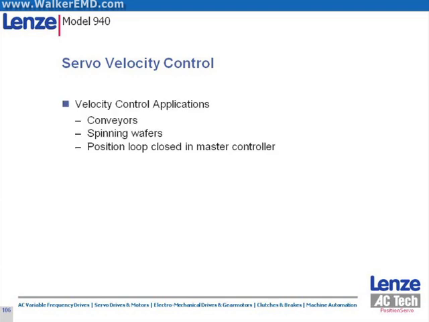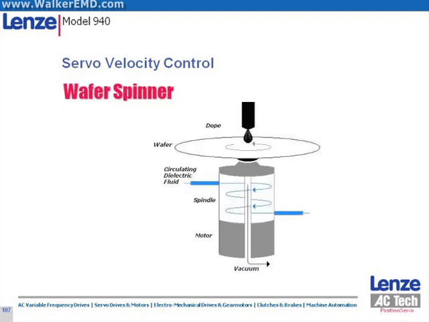Basic examples of velocity control applications include conveyors and wafer spinners. Some motion controllers will give the drive an analog signal for the speed reference and use the buffered encoder output to solve their position loop. This is an example of a wafer spinner.